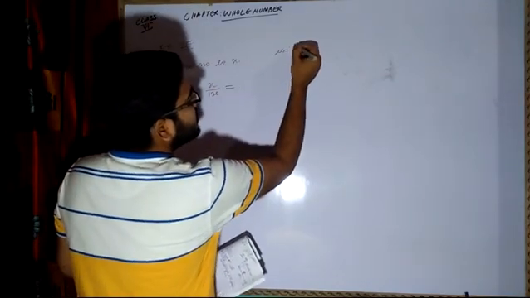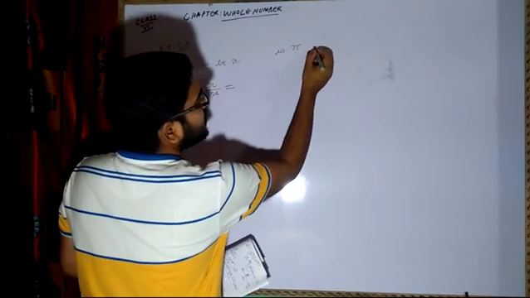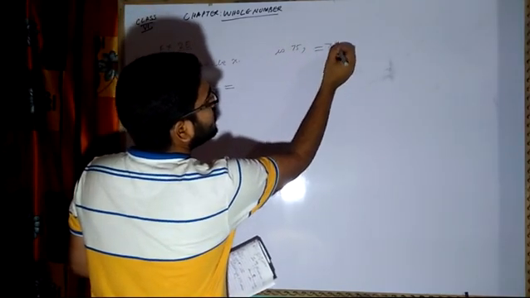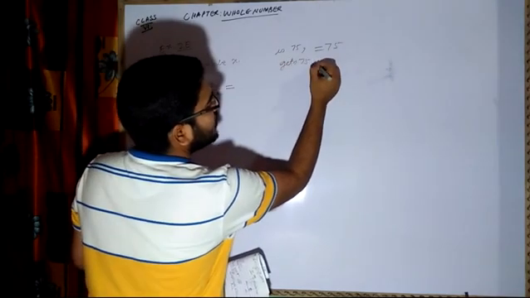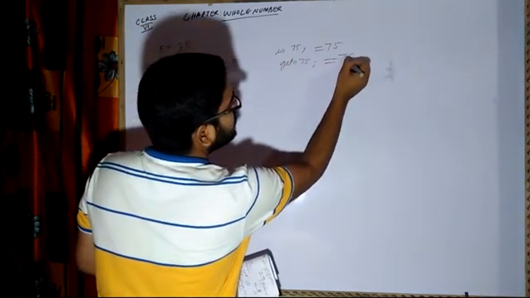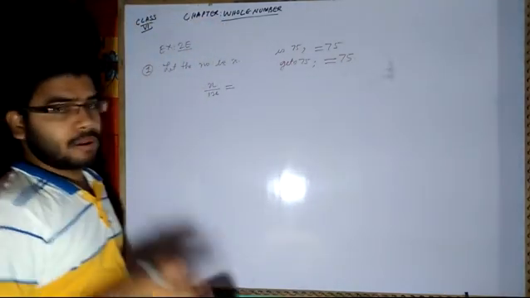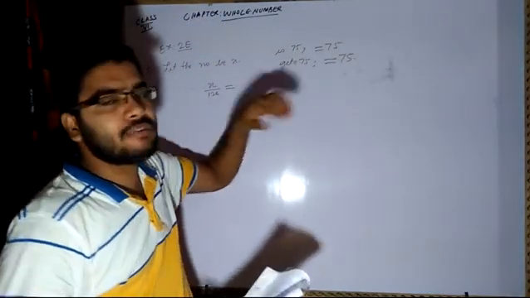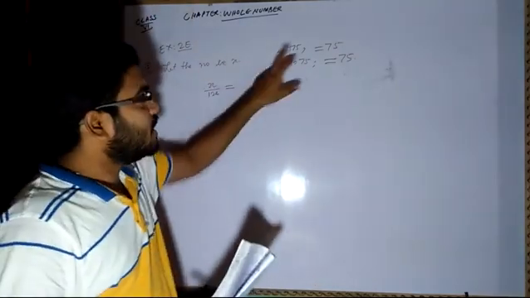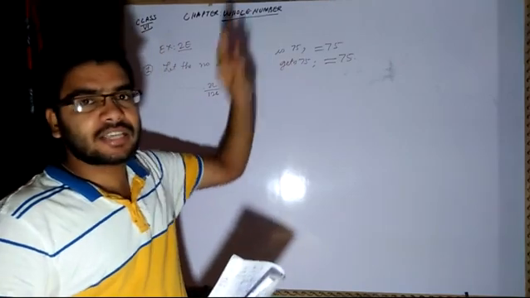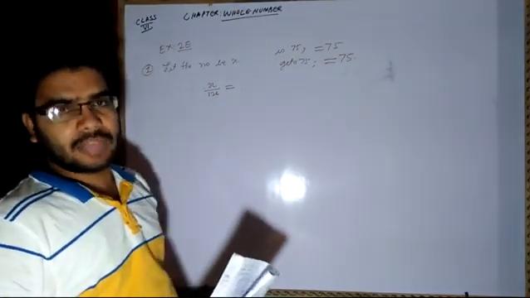Whenever you see "is" with some value like 75, that means it is equivalent to equal to 75. Always try to remember this. When it says "is 75", "is 90", "is 7 by 4", "is this", "is that", "is whatever", that means equal to that value.